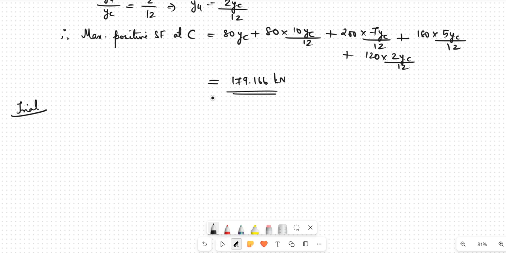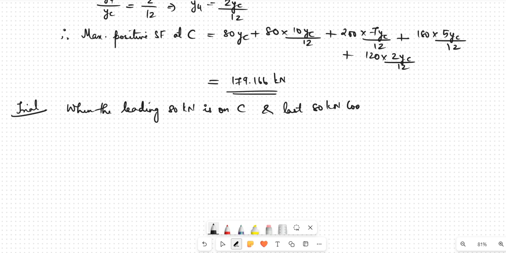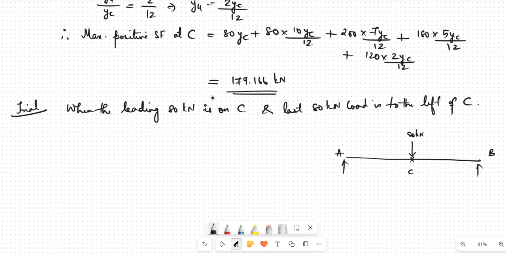So another trial when the leading 80 kilonewton load is on C and the last 80 kilonewton load is to the left of section C. So we will check that position also. So draw the beam. This is beam AB. Section C is shown. So I'm going to place the second 80 kilonewton load here and the last 80 kilonewton load to the left of C.